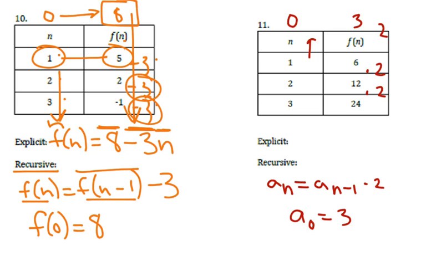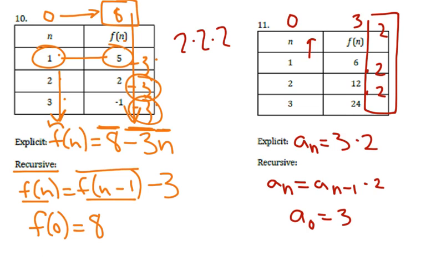And then for our explicit, it's the same idea. We start out, and our starting number was 3. What did we do to it? We times it by 2. Now because we're doing that repeated multiplication, the shortcut to repeated multiplication are powers.